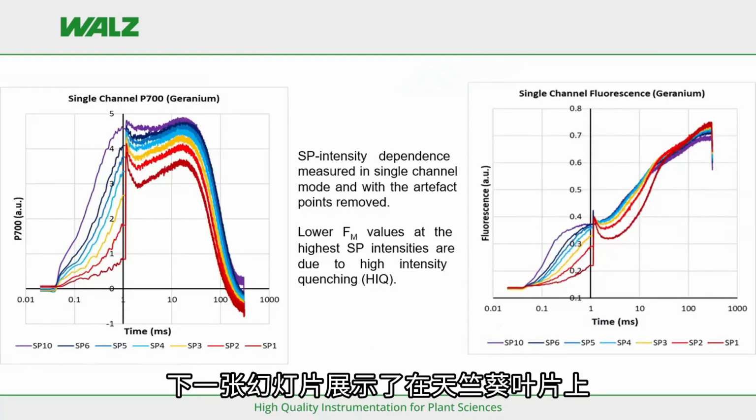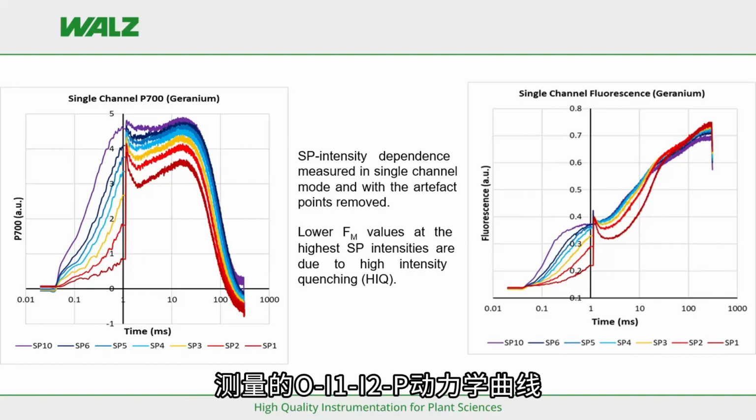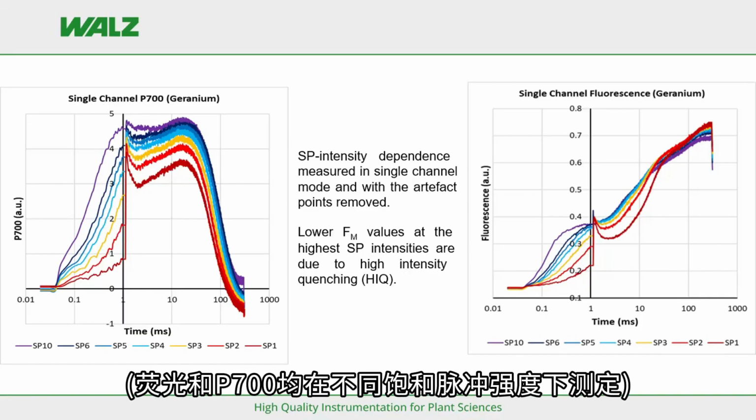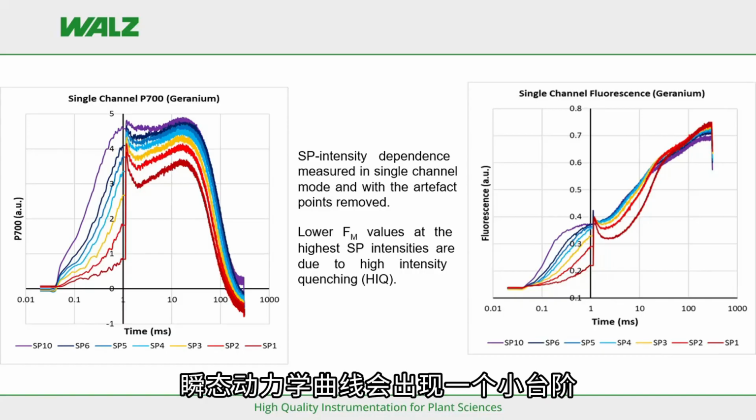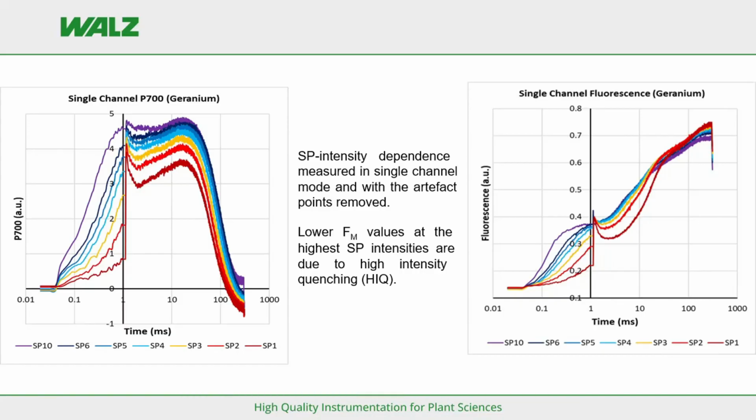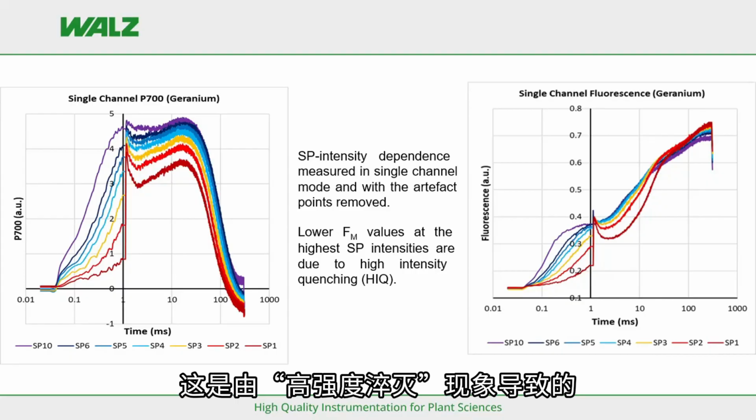The next slide shows OI1 I2P measurements made on geranium leaves for both fluorescence and P700, measured at different saturation pulse intensities. The artifact points were removed, and this leads to a small step in the kinetics of the transients. At the highest saturation pulse intensities, the FM value is somewhat lower. This is due to a phenomenon called HIC, high intensity quenching.